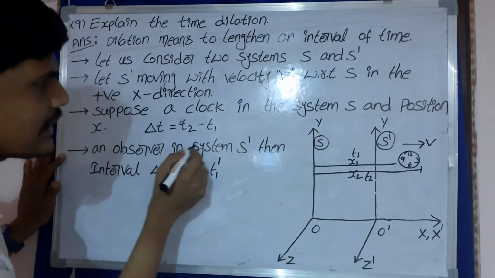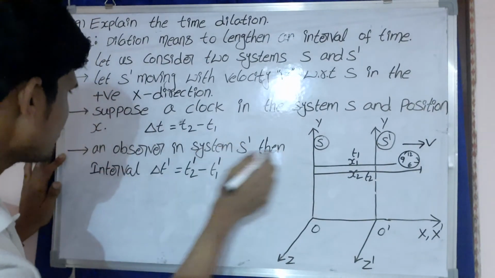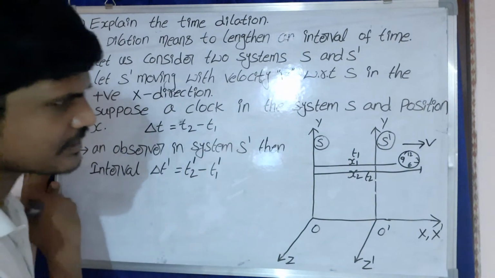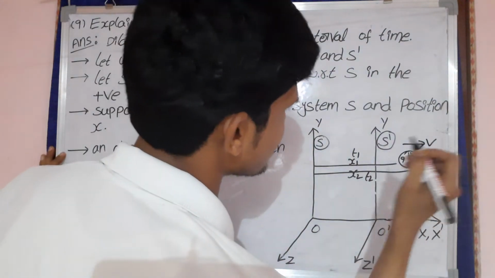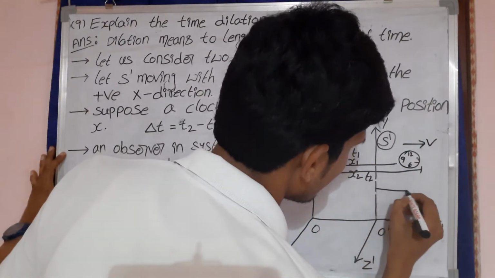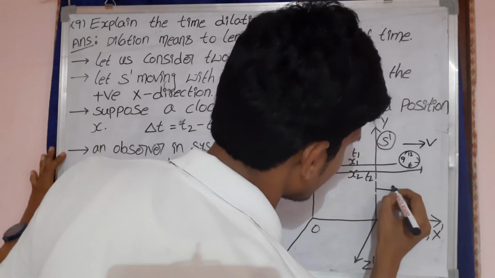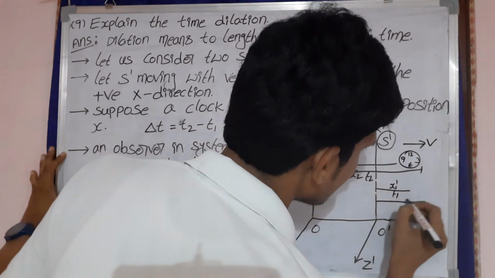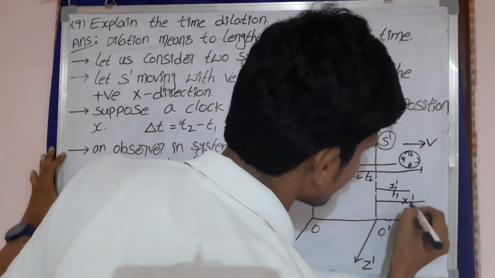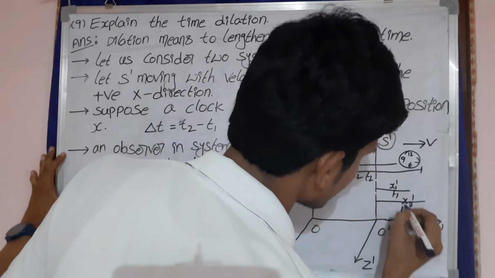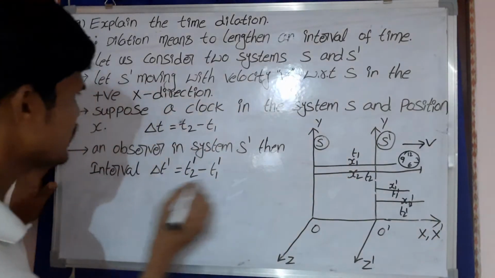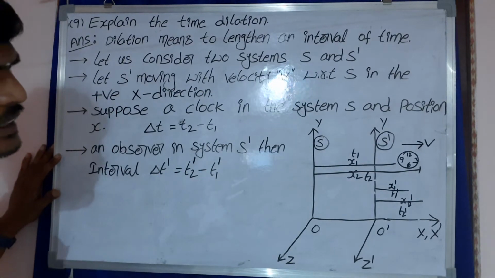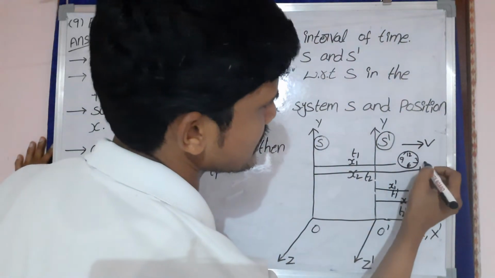Now an observer in system S dash measures the interval delta t dash equal to t2 dash minus t1 dash. For the S dash frame observer, the first time is t1 dash and the second is t2 dash. So delta t dash equals t2 dash minus t1 dash, for the clock at position x.